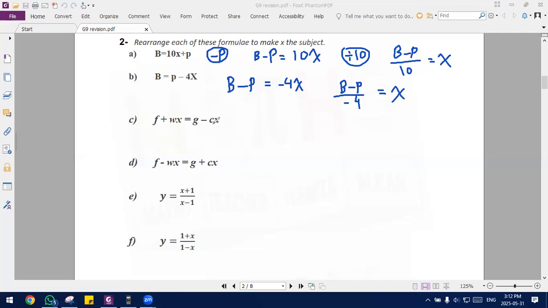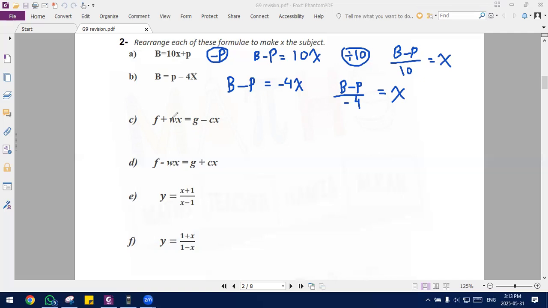Okay. Now in C, do you remember when we have the subject on both sides? We have x on the right and x on the left. What do we have to do? Remember, when solving an equation, we put the numbers on one side and the variables on the other side. Here you need to do the same thing. We put x on one side and the other terms on the other side.